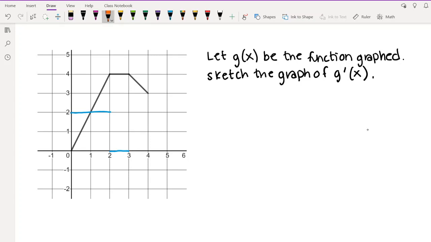Finally, this last part has a slope of -1. So we would want to make the derivative just a horizontal line at a height of -1.